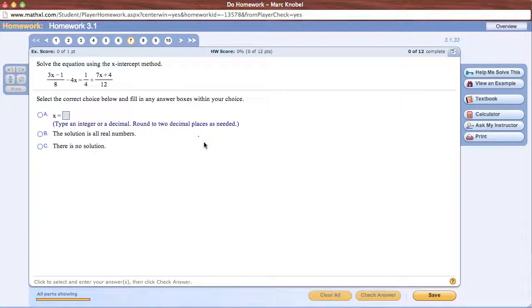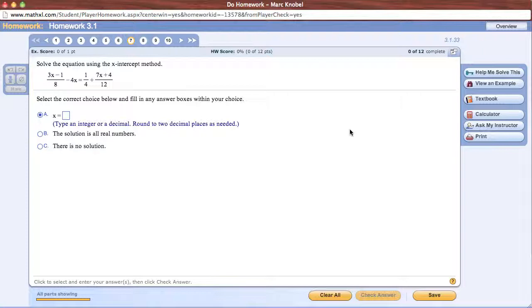Okay, so back to Course Compass here. So there's our original equation up on top. You can see it up here. And it says select the correct choice below. Fill in any answer boxes with your choice. So it says A, x equals, type an integer or a decimal. And it asks for a decimal to 2 places. So you have to be careful with Course Compass. Now we did actually get a solution here. When you cross the x-axis once, then you have one solution.